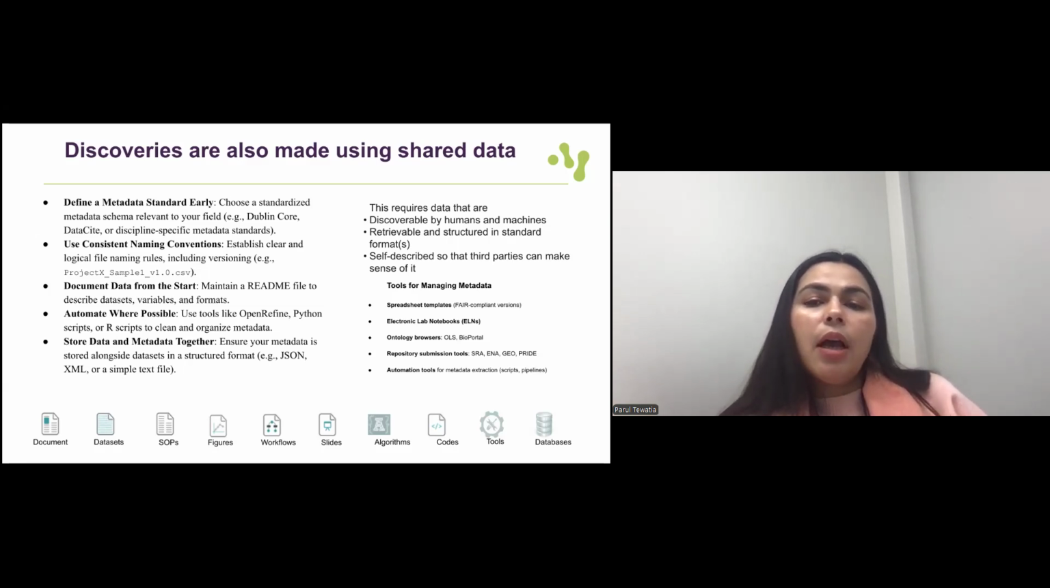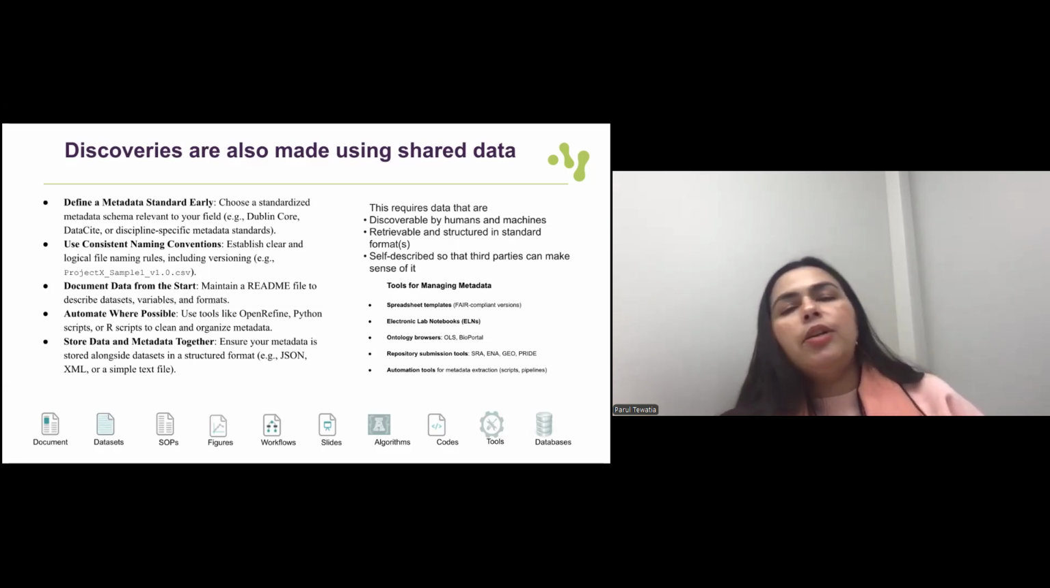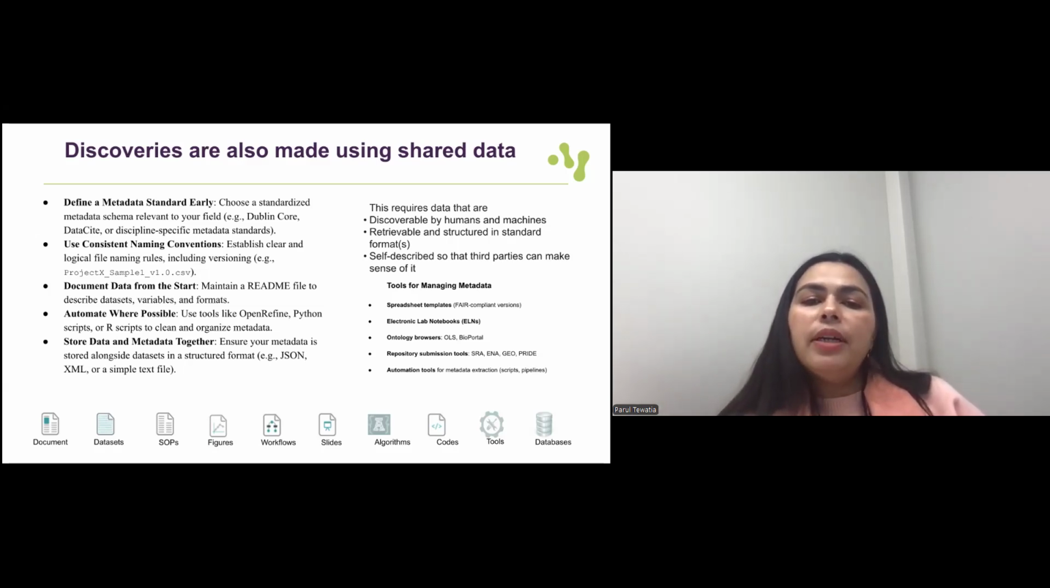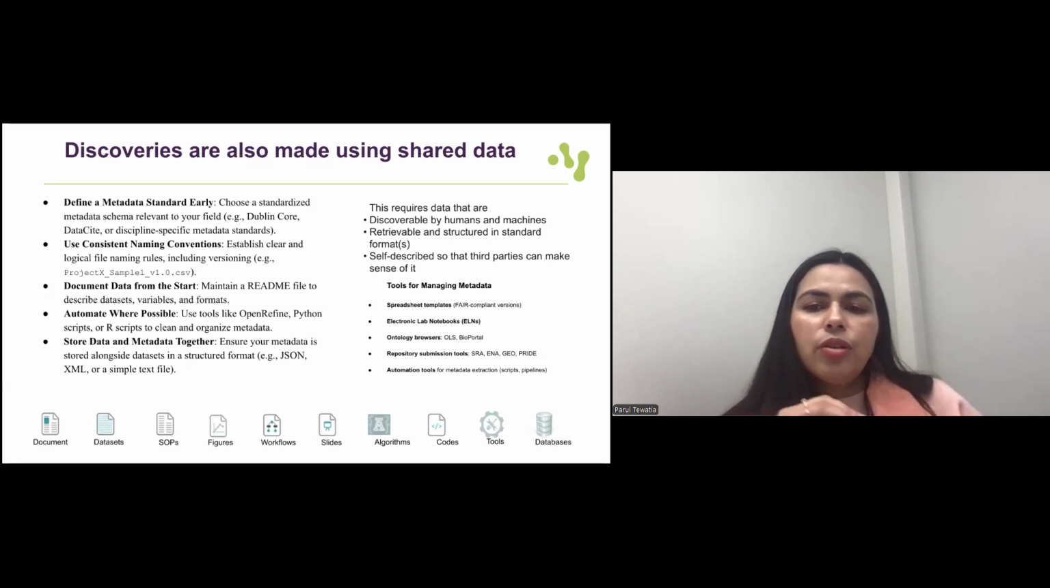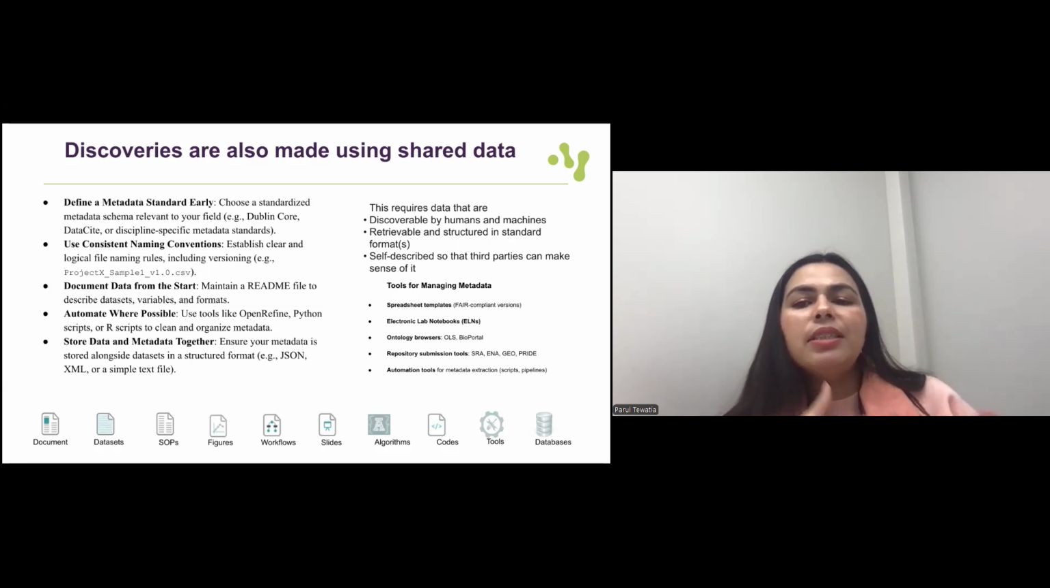Then, what are the different tools that you can use for managing metadata? For example, there are spreadsheet templates. Like I said, electronic notebooks. Use as many controlled vocabularies and ontological terms as possible. Try to submit to already established repositories, which already provide you good metadata templates and good metadata structure. They have controlled vocabularies, they already have some ontology, so you can start there. Then also try to have automation tools like scripts and pipelines, so that you can submit data.